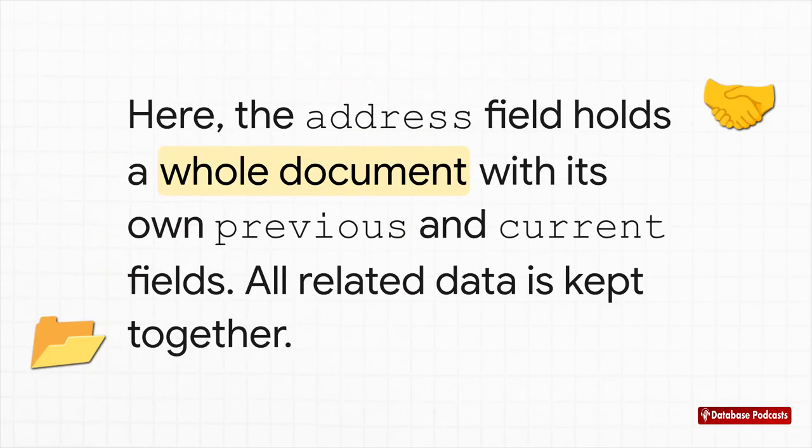And here is what that looks like in the wild. We've got our employee document, and right inside of it, there's an address field that holds its own little document with all the address details. See? All the related data is kept together. This is the key to saying goodbye to those complicated joins.